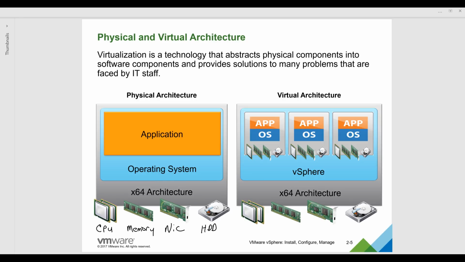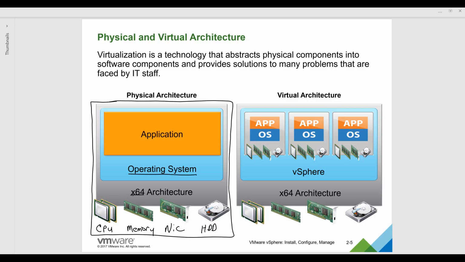With your physical machine here, as you see, the CPU, memory, the network adapter, and the hard drive are all shared on this one device, 64-bit architecture, the operating system, which could be Microsoft, Apple, Linux, whatever you choose, and you got your applications. Everything you see in this block here of the physical architecture is only utilized by this machine.